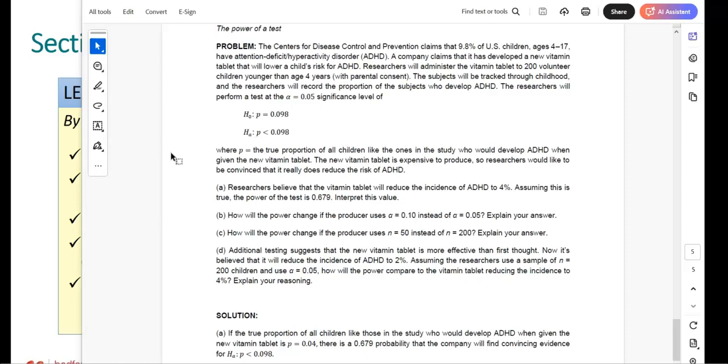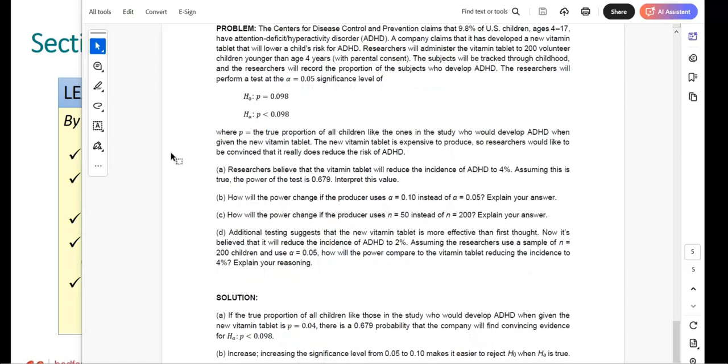Part B, how will the power change if the producer uses an alpha level of 10% instead of 5%? So if alpha is 10, so alpha increased, beta is going to decrease. If beta decreases, 1 minus beta, which is power, is going to increase. So alpha and power go in the same direction. So if alpha increased, then power should increase. Increasing the alpha level makes it easier to reject the null. Yeah, it's easier to reject when the alpha level is increased.